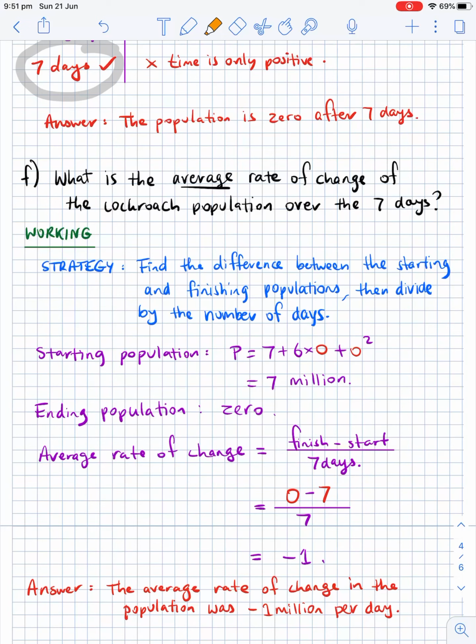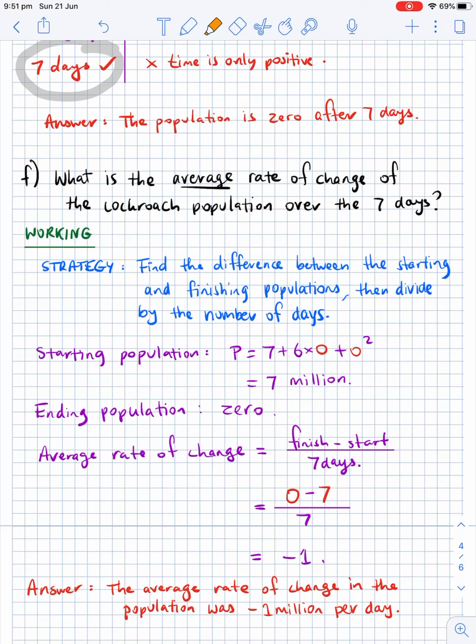We want to look at the start and the finish and see how long it took to go from start to finish. So find the difference between the starting and finishing populations, then divide by the number of days. That's the average rate of change per day. The starting population, we can find out by substituting in 0 for our t, which is describing the number of days. When we do this, our starting population is 7 million, because it's 7 plus all these zeros. And the ending population is 0. So it's gone from 7 million at the start to 0 after 7 days.